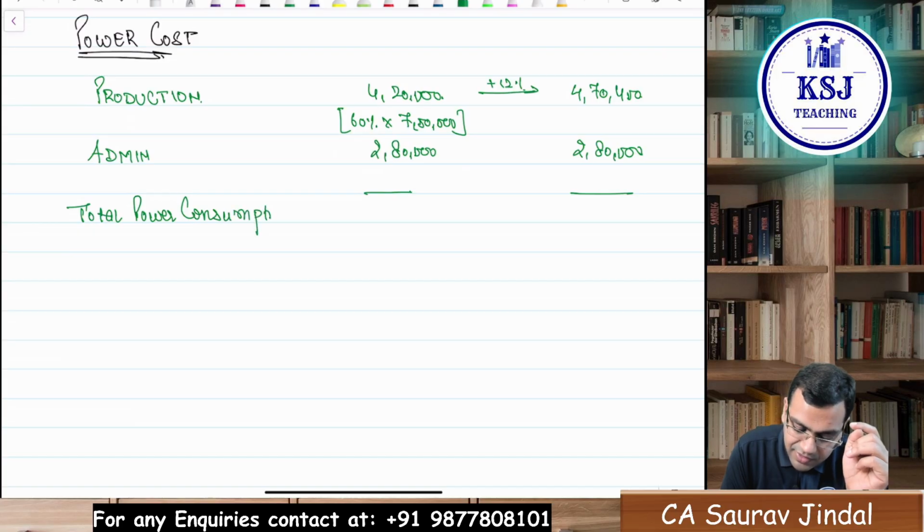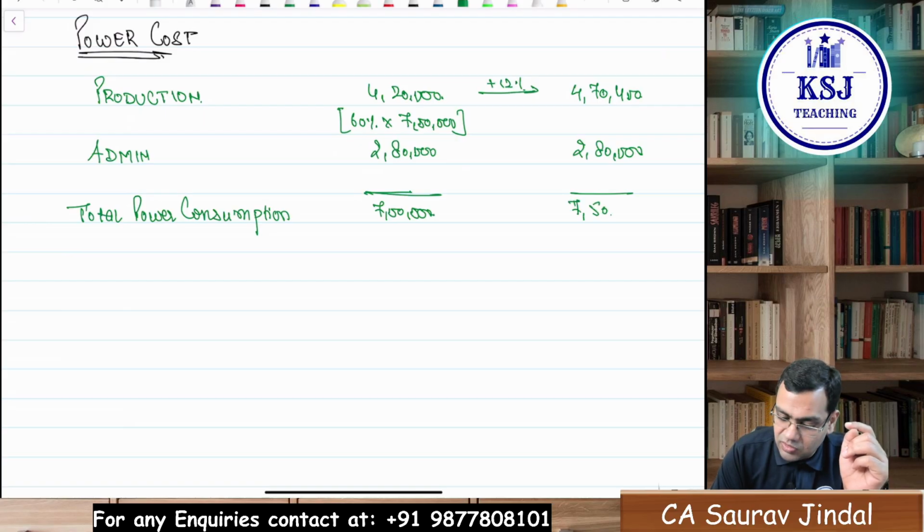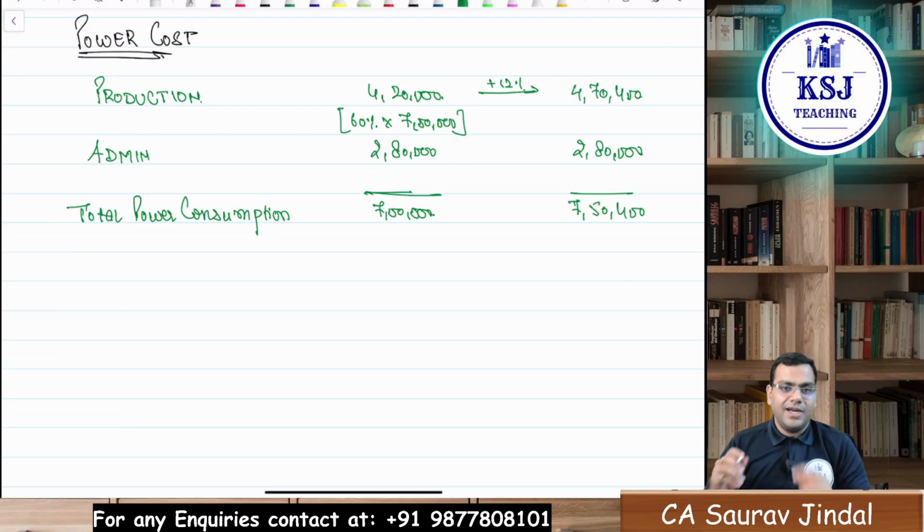So total power consumption is, here it is 7 lakh as we know, right? And here it is 4,70,400 plus 2,80,000, that comes to 7,50,400, right? This is the number of units of power consumption.